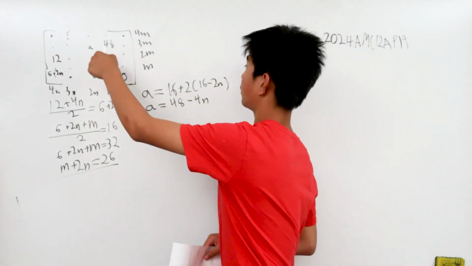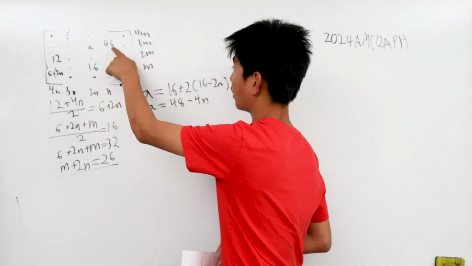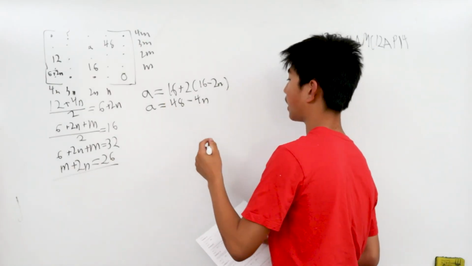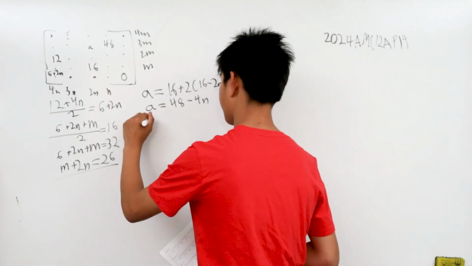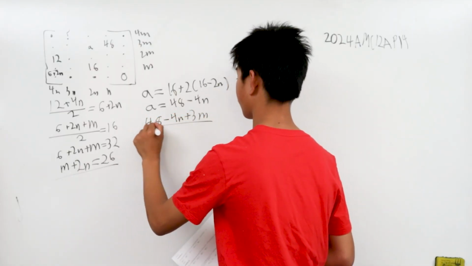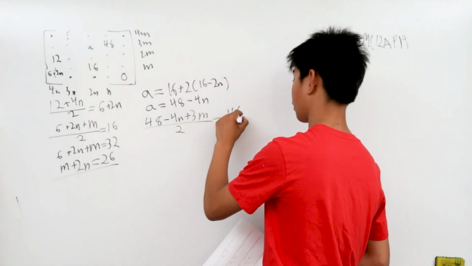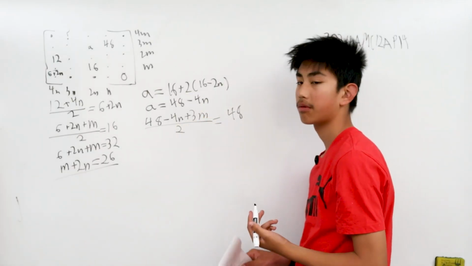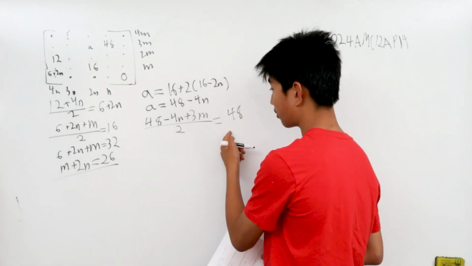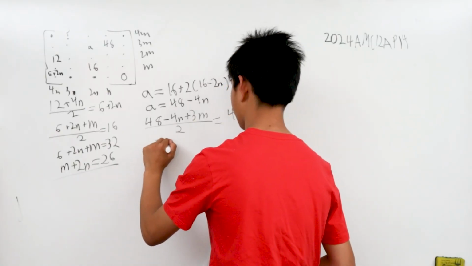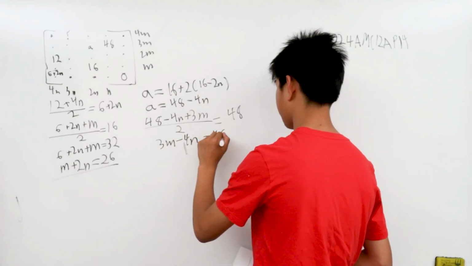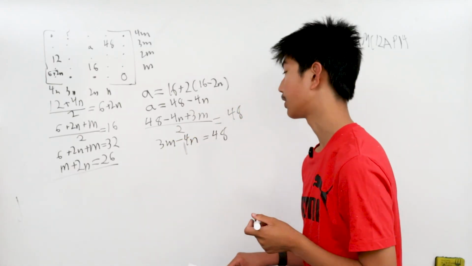Now we know that the average of a and 3m over here is 48. So we can use that again as an equation. We know a is a set value, so we can plug that in: (48 minus 4n plus 3m) over 2 is equal to 48. Now when you multiply by 2, it becomes 96, and then subtract 48 on both sides. So 3m minus 4n is equal to 48. Now we have our system of equations.